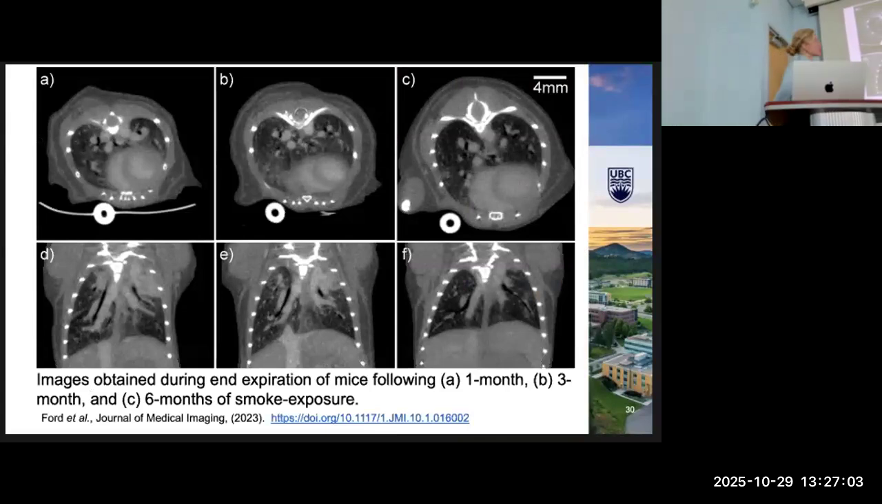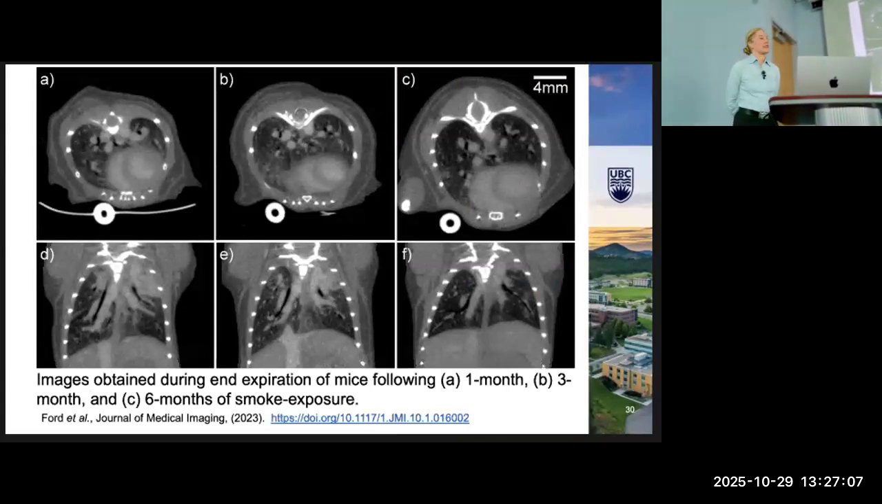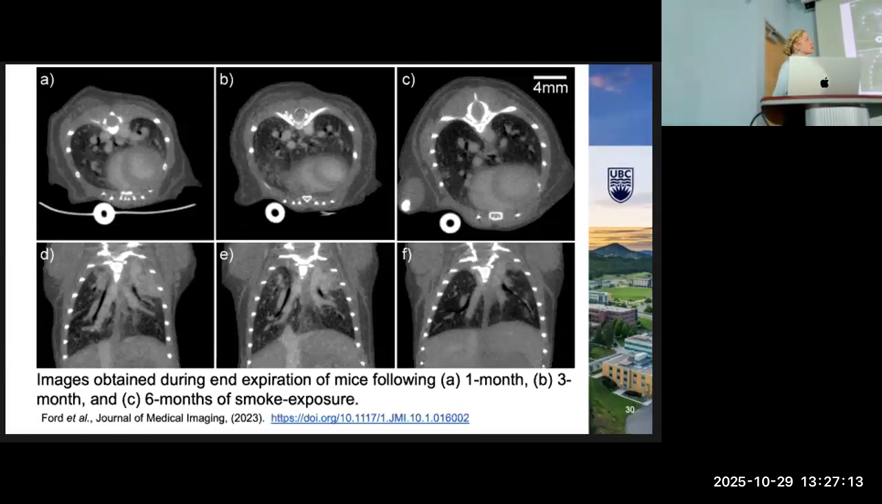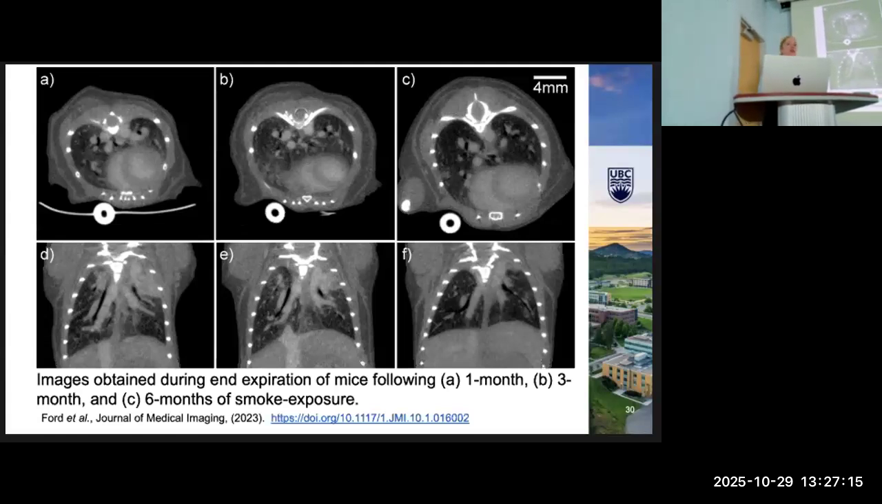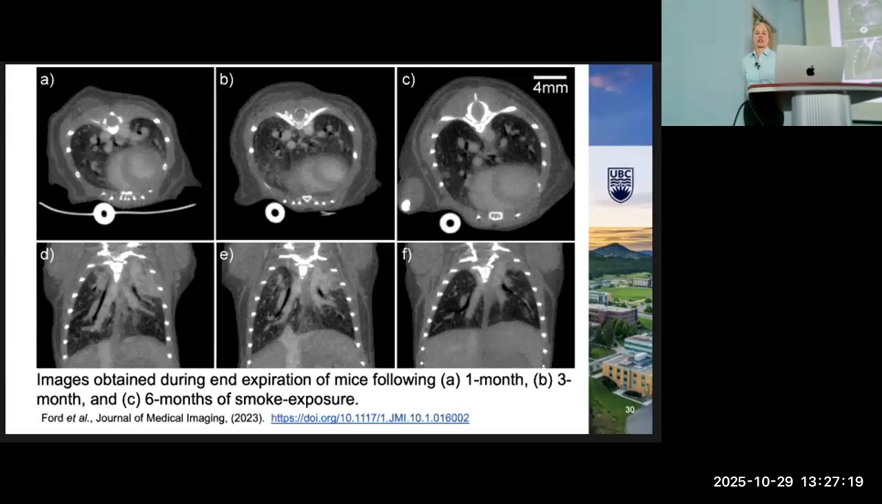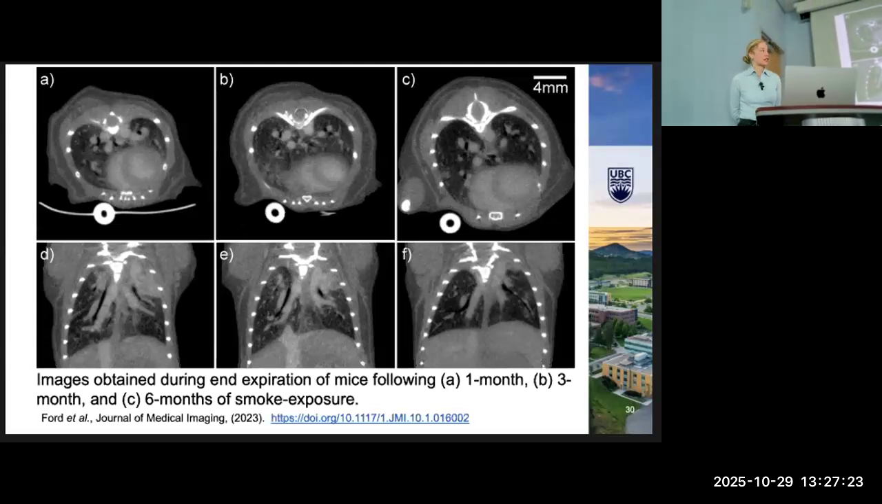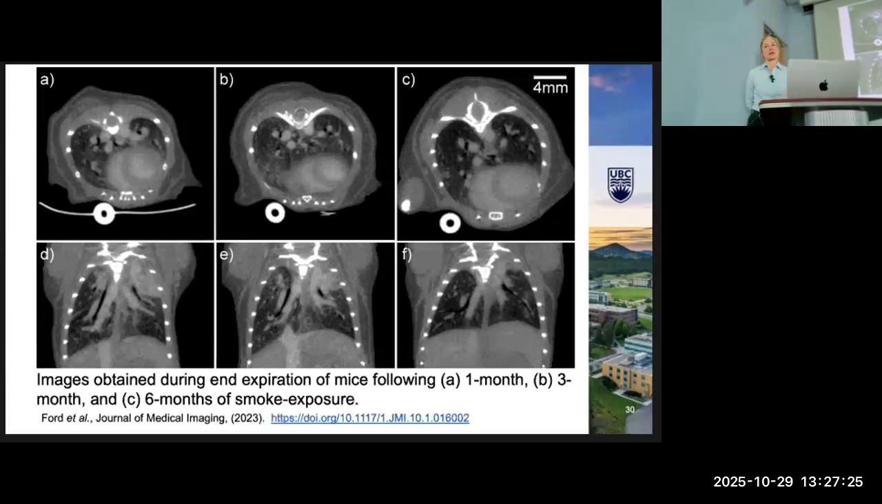But if you look closely, you might be able to see the 6 month lungs are blacker than the other 2 groups. So that blacker appearance suggests that there's more air in the lungs. And that's one of the tell signs of a COPD, is that air is trapped in the lungs. So we would expect to have a blacker lung, we would expect to have a larger volume.